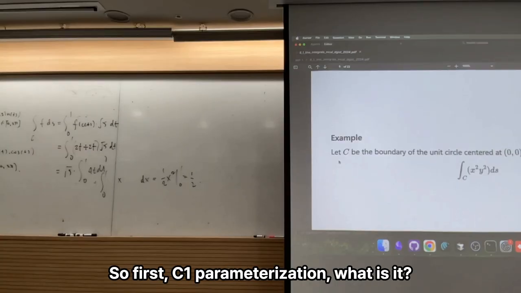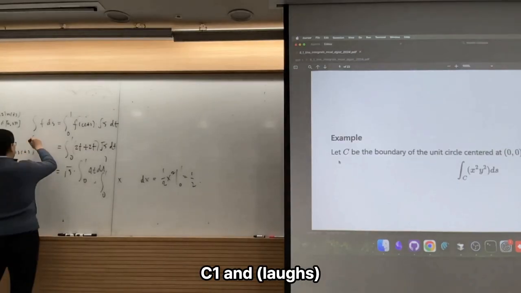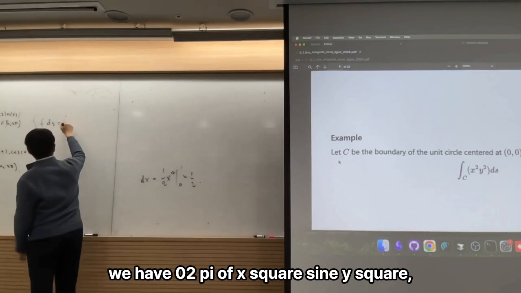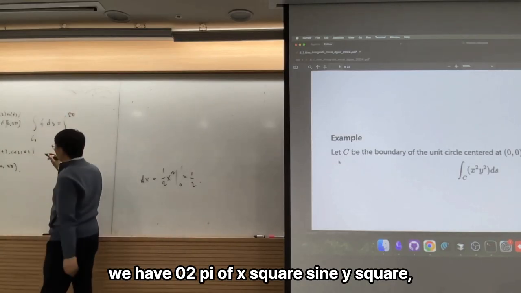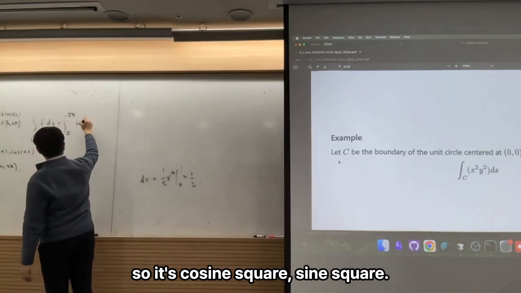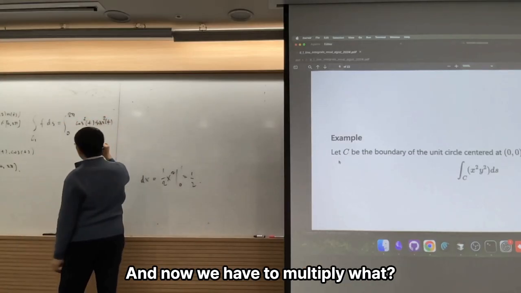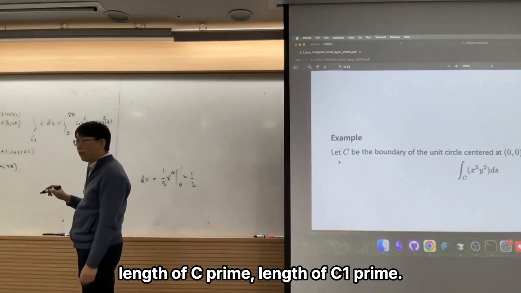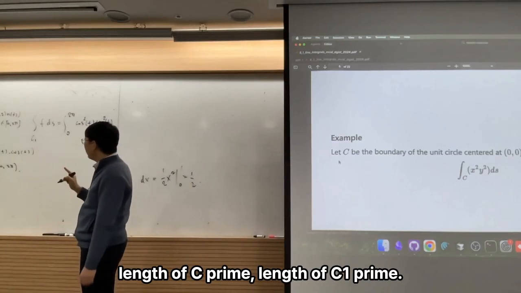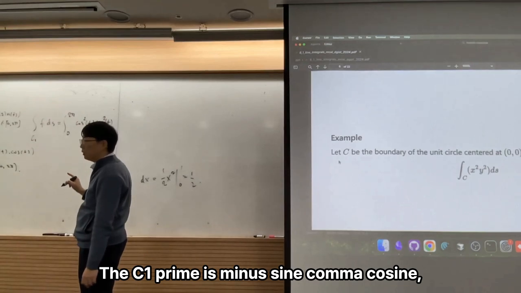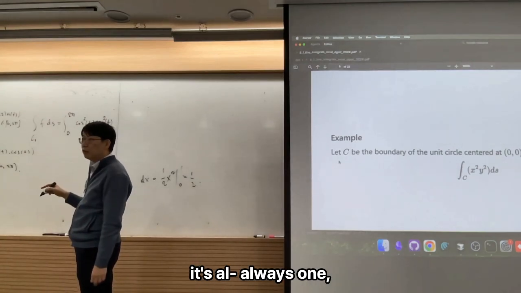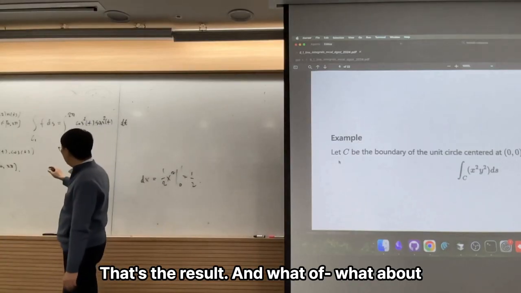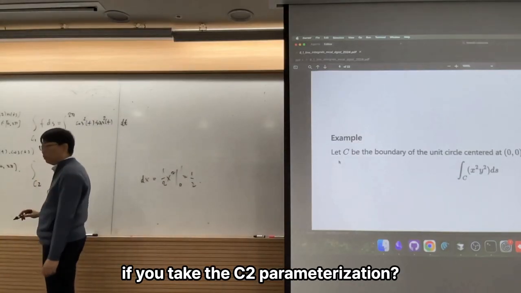So first, the C1 parameterization, what is it? C1, and we have the integral from 0 to pi of x squared times y squared, so it's cosine squared sine squared. And now we have to multiply what? The length of the vector, the length of C1 prime. C1 prime is (minus sine, cosine). And if you take the length, it's always 1. So you don't need to multiply anything here. So that's the result.